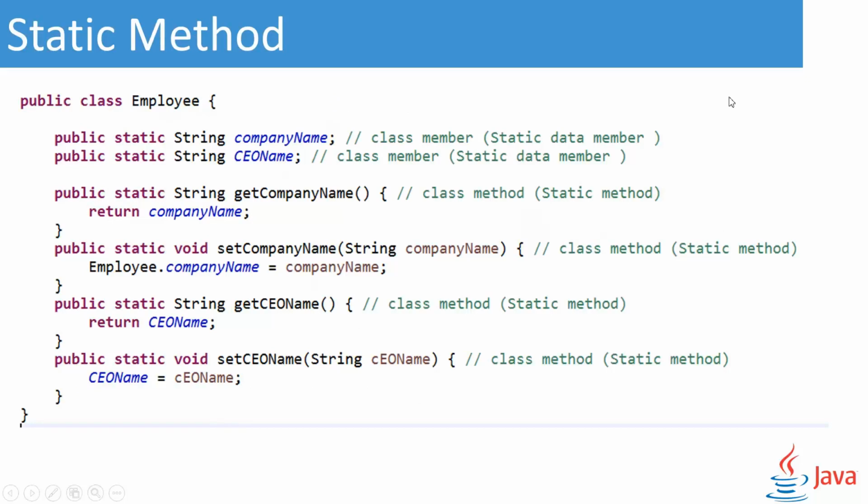Now let's discuss the static method. A method signature that has the static keyword is known as a static method. It can be called using the class name only.